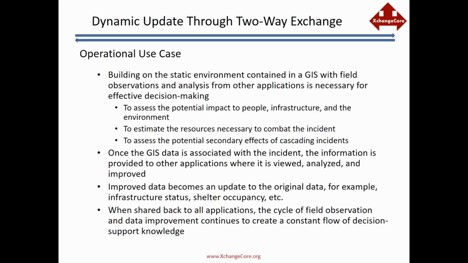Some of the reasons you want to do this is to assess the potential impact to people, infrastructure, and the environment, sort of like what we did before. To estimate the resources necessary to combat the incident and to assess whether there are potential secondary effects of cascading incidents. So extending that ability to say, gee, around this problem area, here's some infrastructure.